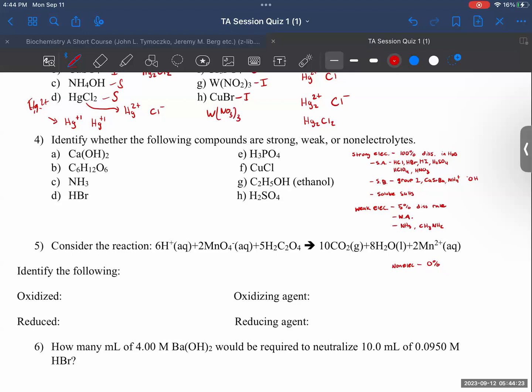If it's a soluble hydroxide, does that mean it's strong or weak? Yeah, so it's going to be a strong electrolyte, abbreviated SE, strong electrolyte.